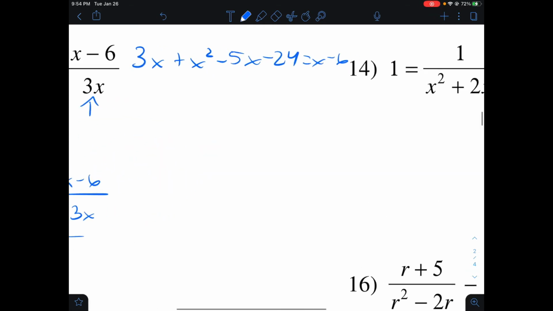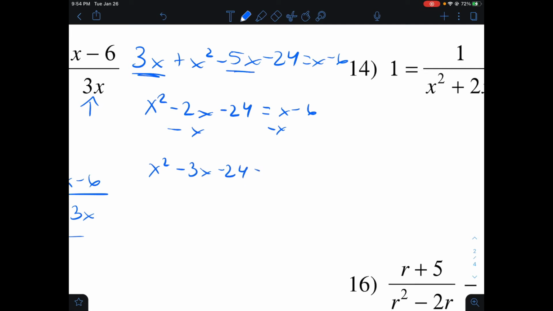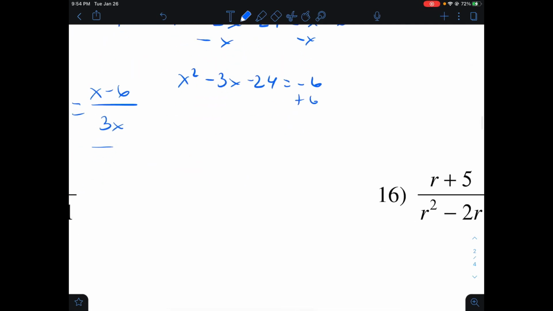All right, so at this point, I can see that I'm going to have a quadratic. So I'm probably going to want to get everything on the same side here. So first, let's combine like terms. We can combine this 3x and negative 5x. So we have x squared minus 2x minus 24 equals x minus 6. Let's bring this x over. x squared minus 3x minus 24 equals negative 6. And then bring this 6 over. We get x squared minus 3x minus 18 equals 0.